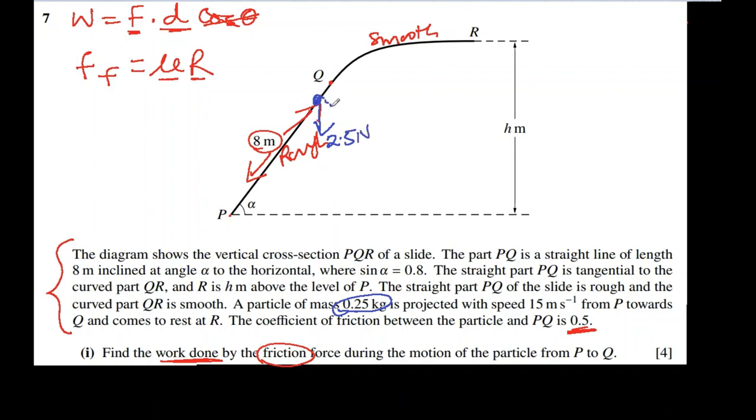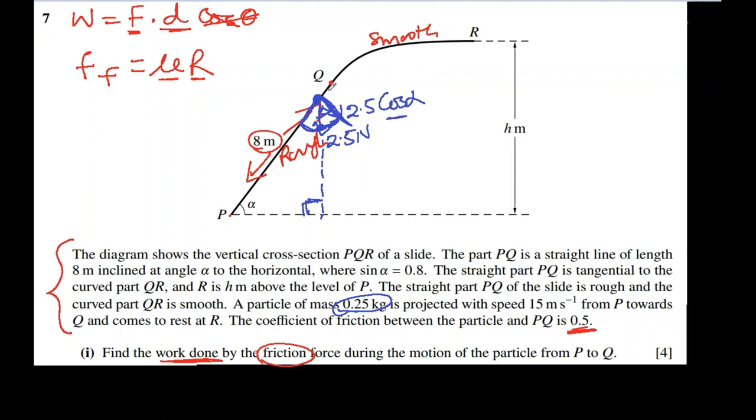The component in this direction will be 2.5 cos alpha, because this angle is alpha. If you want me to explain, let's continue this to be here. This is 90 degrees, we know this, right? This angle here will be 90 minus alpha, because the sum of this alpha and this angle will be 90. And this component is also making 90 degrees here, so this angle becomes alpha again.